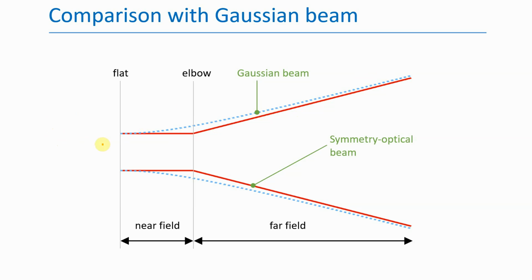The two models agree very close to the flat and very deep into the far field. The greatest discrepancy between the two occurs at the elbow, which is also called the Rayleigh range. There, the Gaussian beam is larger by a factor of √2.